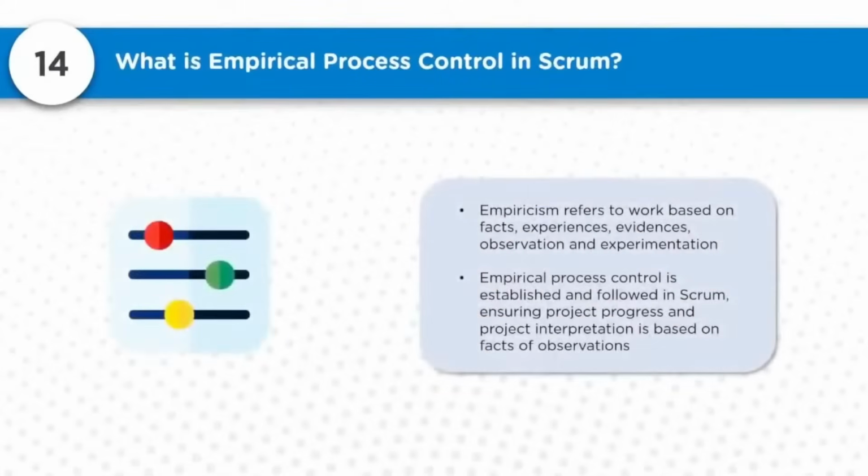Question number 14, what is empirical process control in Scrum? So empiricism refers to work based on facts, experiences, evidences, observations and experimentation. So empirical process control is established and followed in Scrum, ensuring project progress and project interpretation is based on facts of observation. So actual facts and figures are very important.